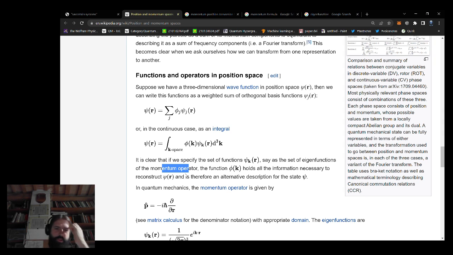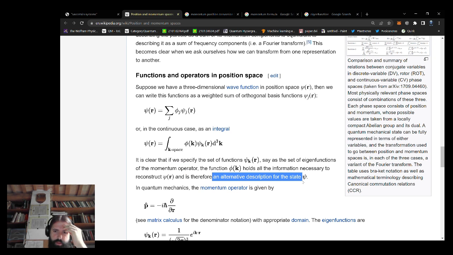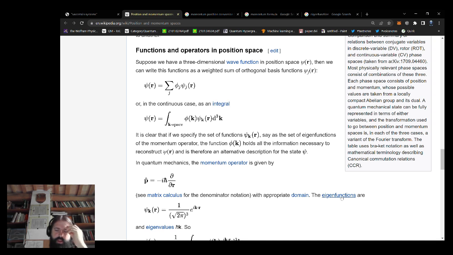So in essence, what you're saying is the momentum operator. So it's an alternative description of the state psi. In quantum mechanics, the momentum operator is given by these. So you have this momentum operator, and so these are the eigenfunctions. Okay, so essentially what you're saying is, okay, so what you're doing is calculating the eigenfunctions.